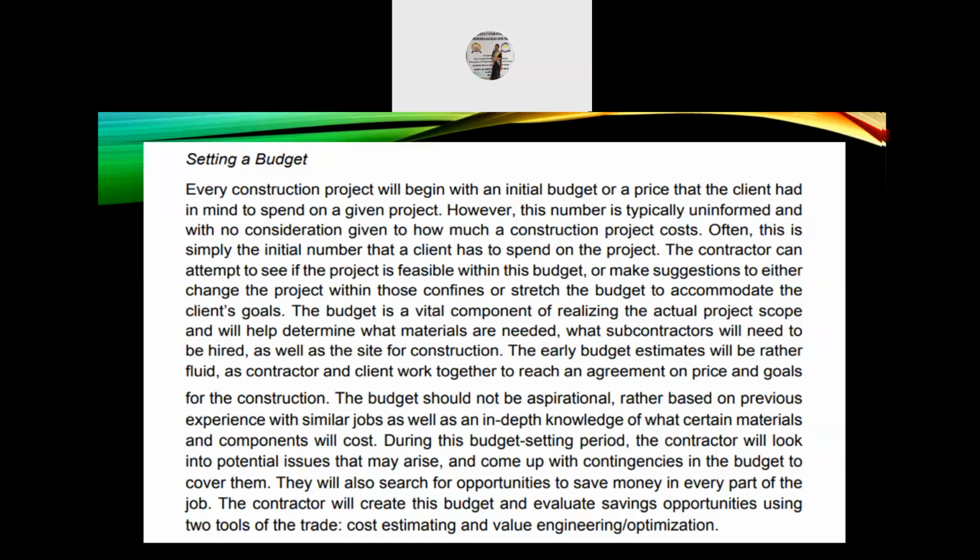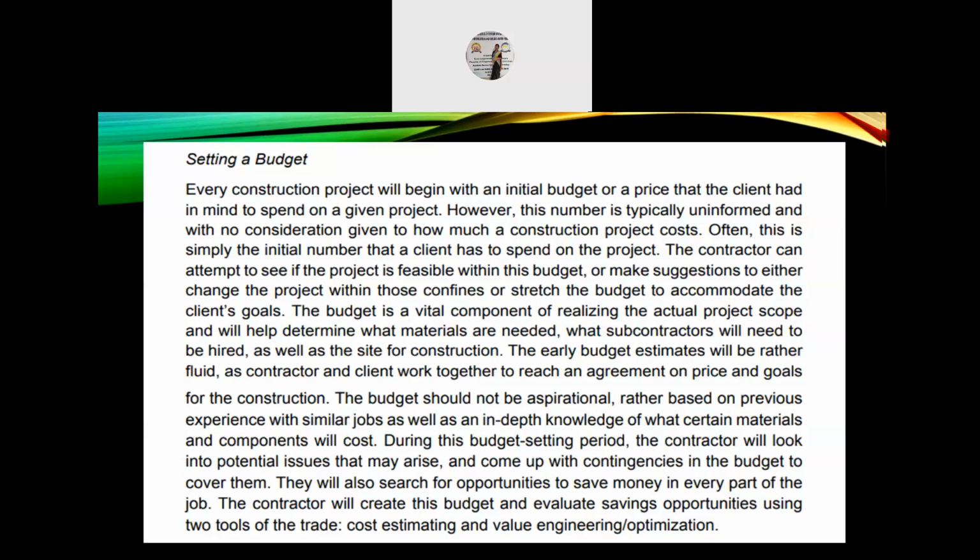The contractor can attempt to see if the project is feasible within this budget, or make suggestions to either change the project within those confines or stretch the budget to accommodate the client's goals. The budget is a very vital component of realizing the actual project scope, and it will help to determine what materials are needed, what subcontractors will need to be hired, as well as the site for construction. So the early budget estimates will be rather fluid as contractor and client work together to reach an agreement on price and goals for the construction.